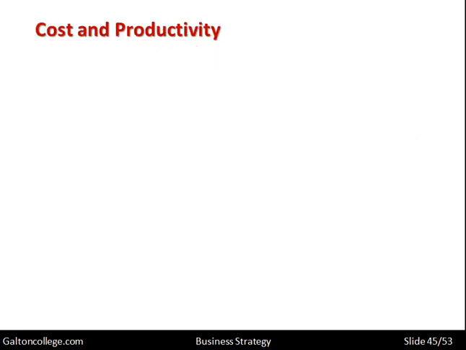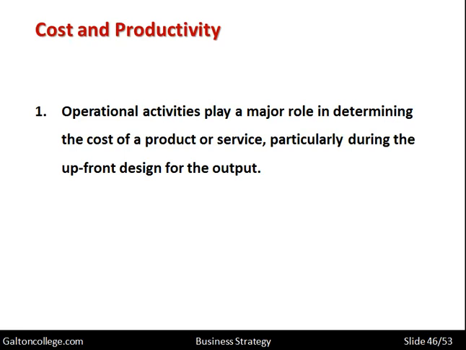Now let's look at cost and productivity. Well, operational activities play a major role in determining the cost of a product or service, particularly during the upfront design for the product or for the output. So operational activities are crucially important. Looking at the operational activities that are proposed in order to produce a particular product is essential, because these will determine the cost of the product or the service. And it's particularly important during the setup stages, because that's when the bulk of the costs are incurred.